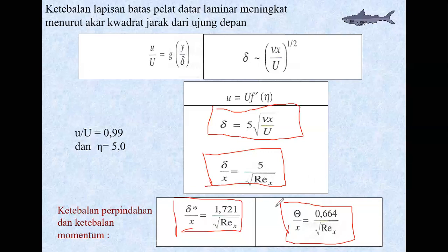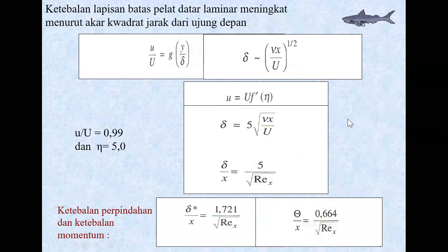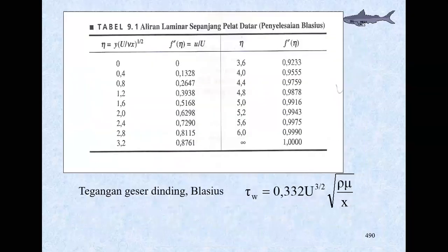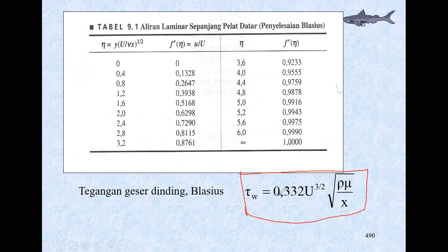So yeah, the takeaway point on this is that you understand the Blasius solution for the boundary layer thickness in terms of delta, and also the velocity profile and other parameters. And of course, as I mentioned earlier, it has to be able to solve also for the shear stress. So for the Blasius solution, the shear stress at the wall is this. How do we get this? This is actually from the solution that exists over here. Tau_w equals this.